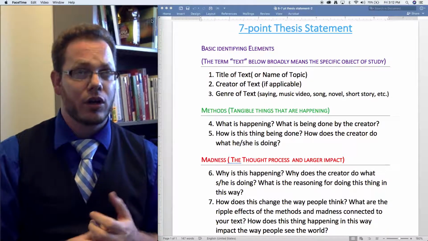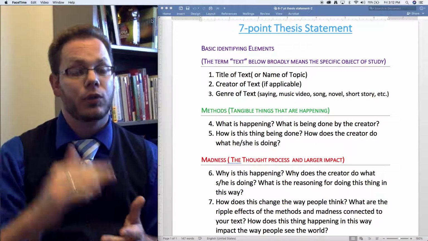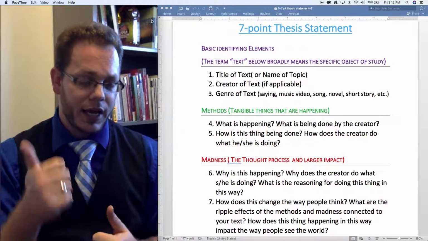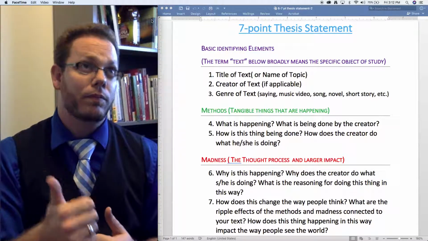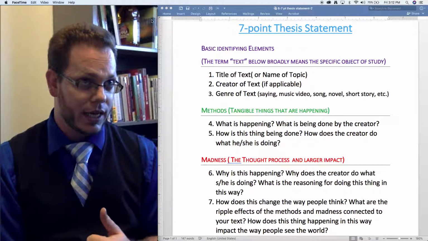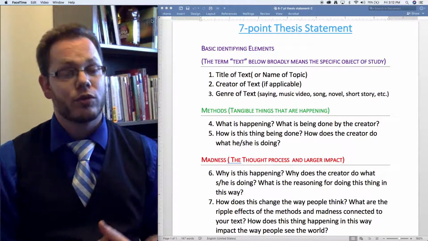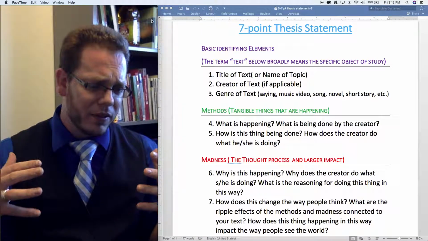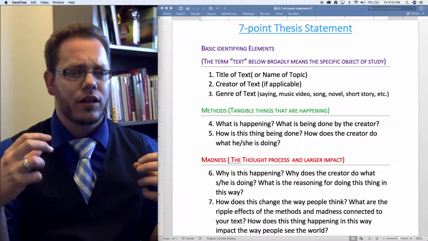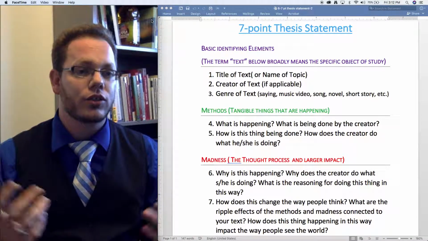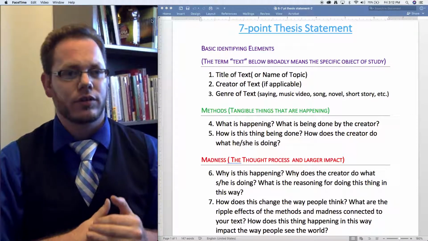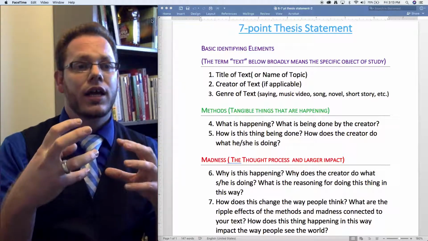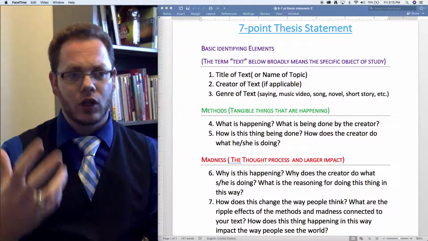So if you're talking about The Great Gatsby, we get through those first 3 points saying, in the 20th century novel The Great Gatsby by F. Scott Fitzgerald, comma. That's our introductory clause, right? What's happening? The motif of green appears throughout the novel, and how does it appear, or why does it appear throughout the novel, as in scenes of longing, right?